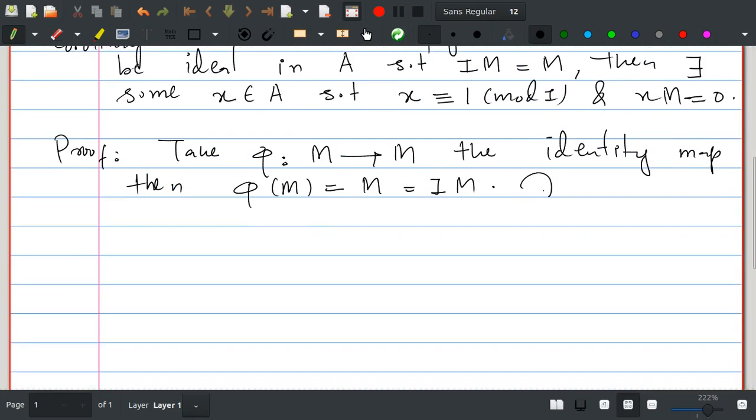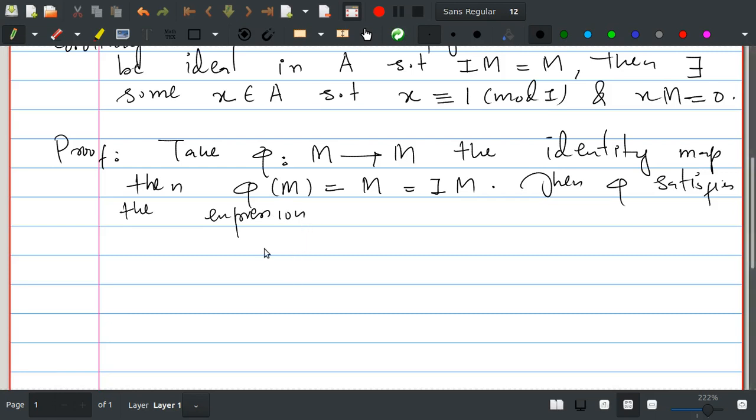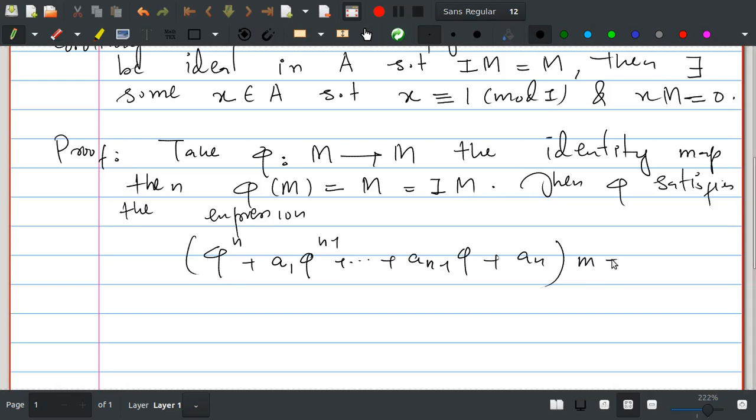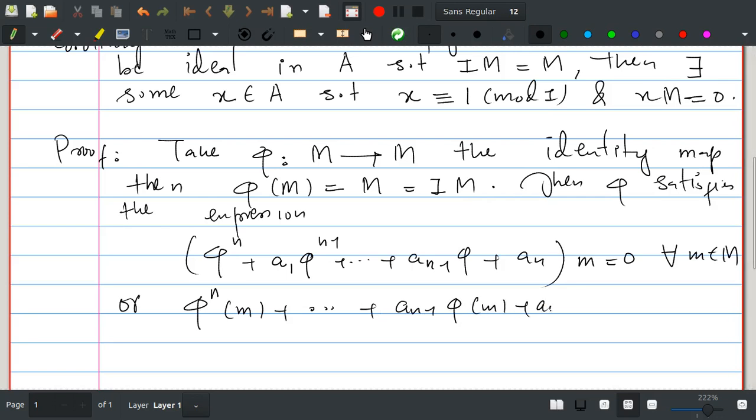So then phi satisfies the expression, that is, phi to the power n plus a1 phi to the power n minus 1 plus so on plus a n minus 1 phi plus a n, times some element m is 0 for all m in M. Or this is the same as phi to the power n times m plus so on plus a n minus 1 phi m plus a n m is equal to 0.